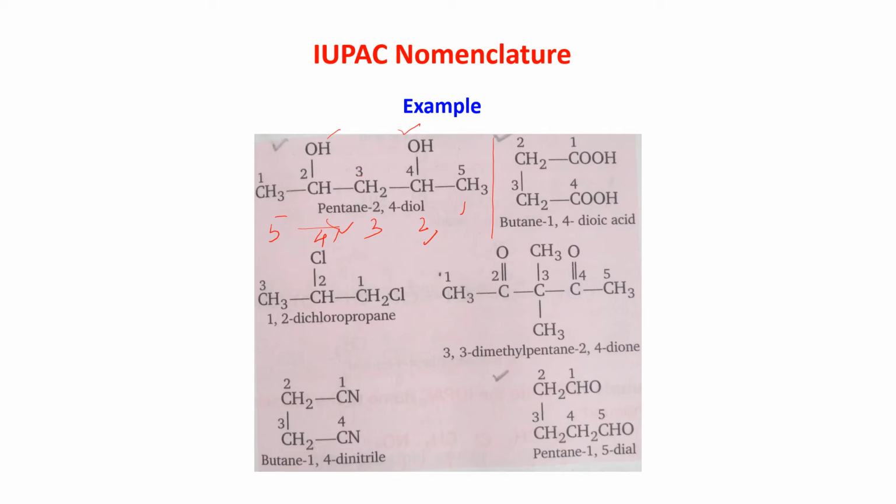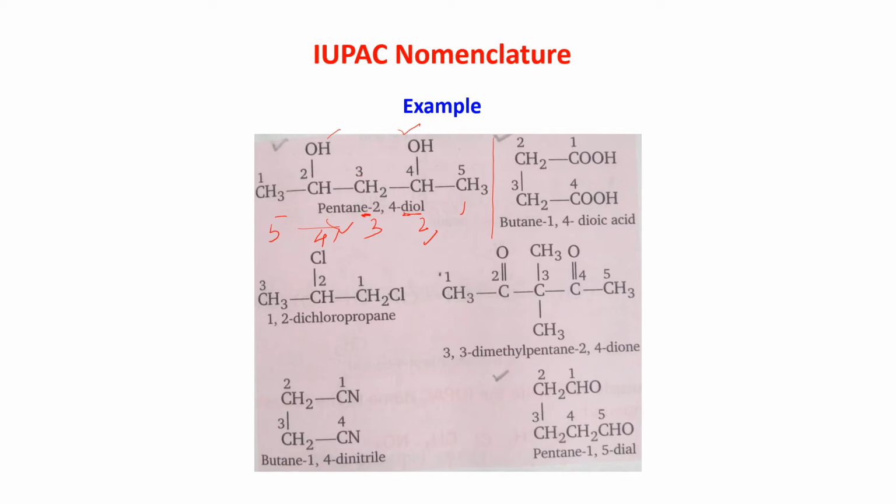Now how to write the name? It's a 5-member chain, so it is pentane. And now you have 2 OH, which means both are the secondary suffix. So how to write? Write the positions, that is 2 and 4. Now diol. That means 2-ol, diol. But in that case, you can see here pentane E, and diol starts with D. So this E will not drop.